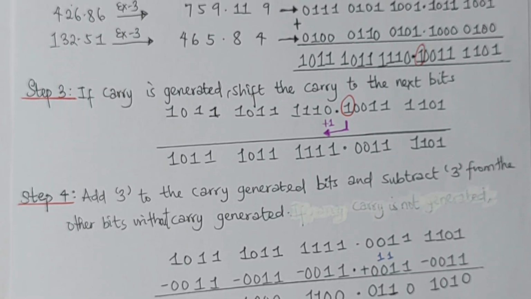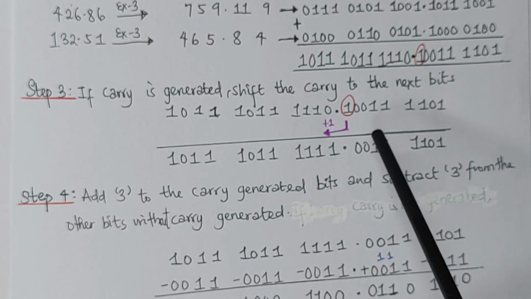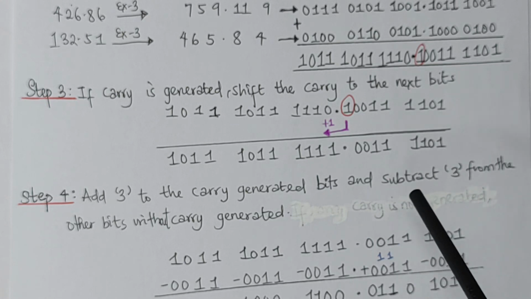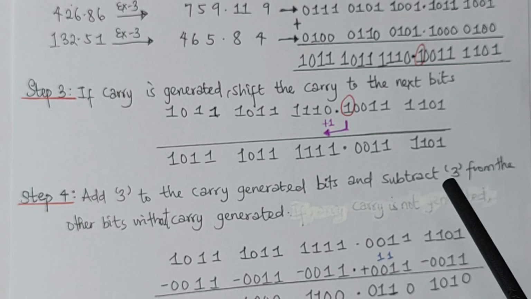Okay, so I just made a little modification. It said add 3 to the carry generated bits and subtract 3 from the other bits without carry generated. Now, I know this looks complex, but let me quickly explain what it means. It tells us that where we had that carry generated, we are going to add 3. Then that part where we don't have the bits generated, we are going to subtract 3 from it.